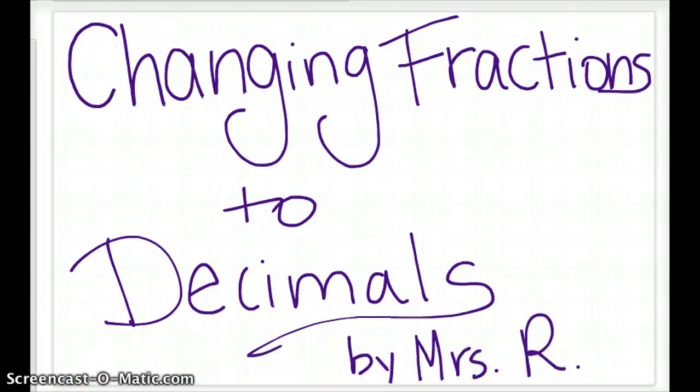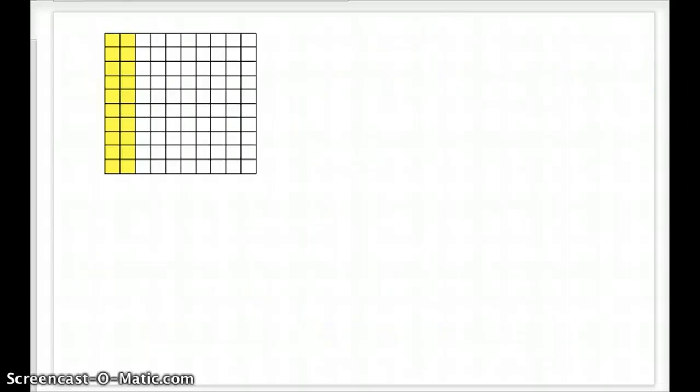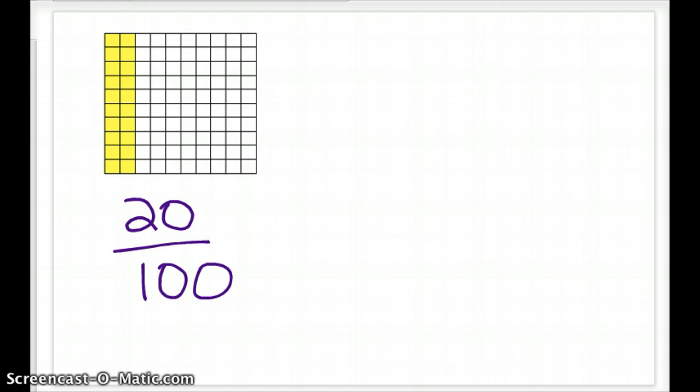Today we're going to talk about changing fractions to decimals. If you take a look on your screen, you see a grid with 100 squares in it. In this grid, we have 2 rows of 10 each, which gives me 20 blocks out of 100. This one is easy to turn into a decimal because remember, think about it as a dollar. We know that to write 20 cents out of a dollar would be 20 cents like this, 0.20. You can also just write it as 0.2.